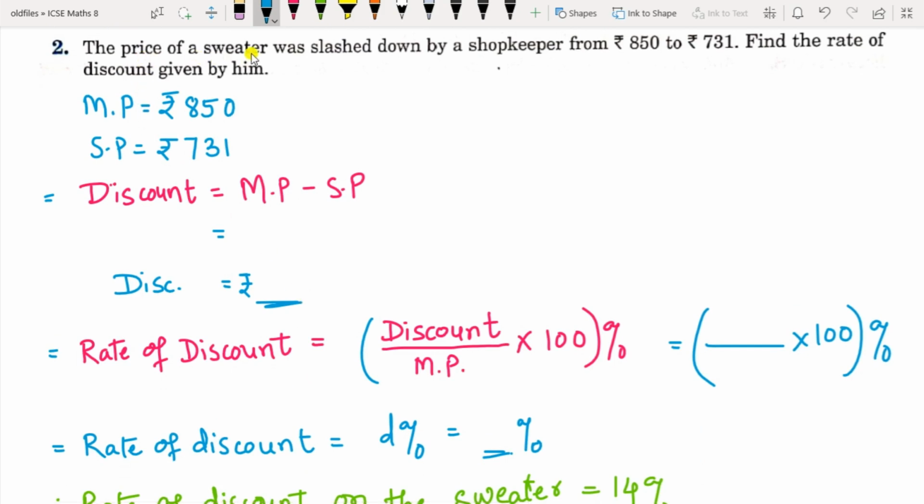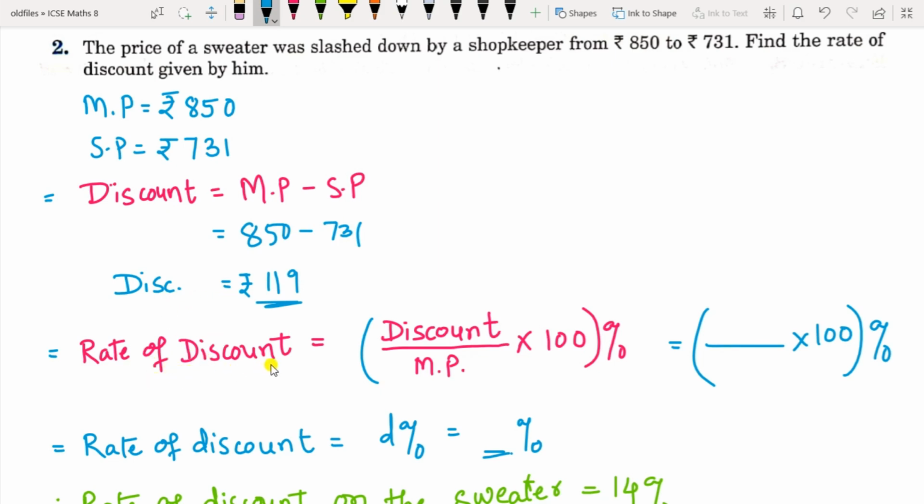Second question here: the price of a sweater was slashed down by the shopkeeper from 850 to 731. Find the rate of discount given by him. So the mark price here is 850 and the selling price here is 731. Now how to know what is selling price and what is mark price? When discount is given, naturally the selling price will be less than the mark price. So the greater number you have to write for mark price and the smaller number for selling price. So discount here will be 850 minus 731, which is 119 rupees.